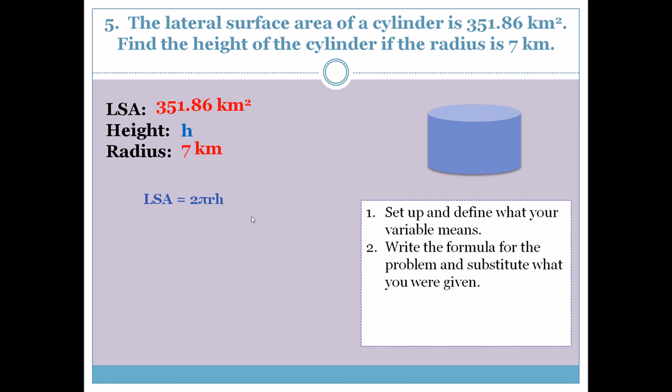All right, so let's substitute what we know. They gave us a lateral surface area, so we're going to put that 351.86 here for LSA. We have 2 times pi. Now, this is to 2 decimal places.